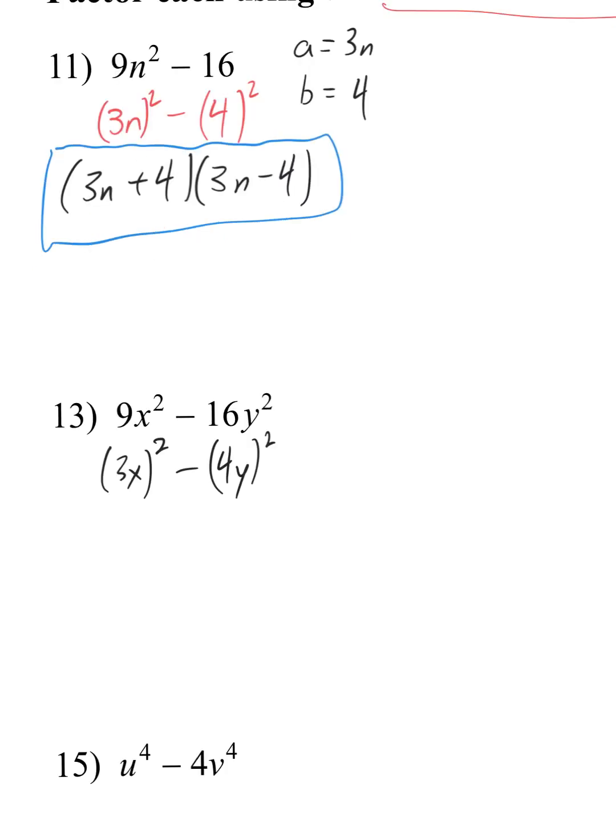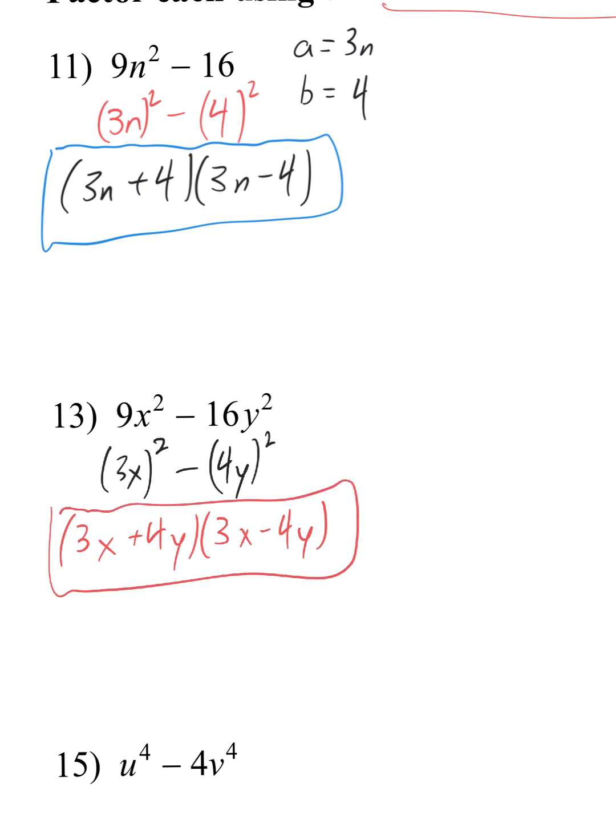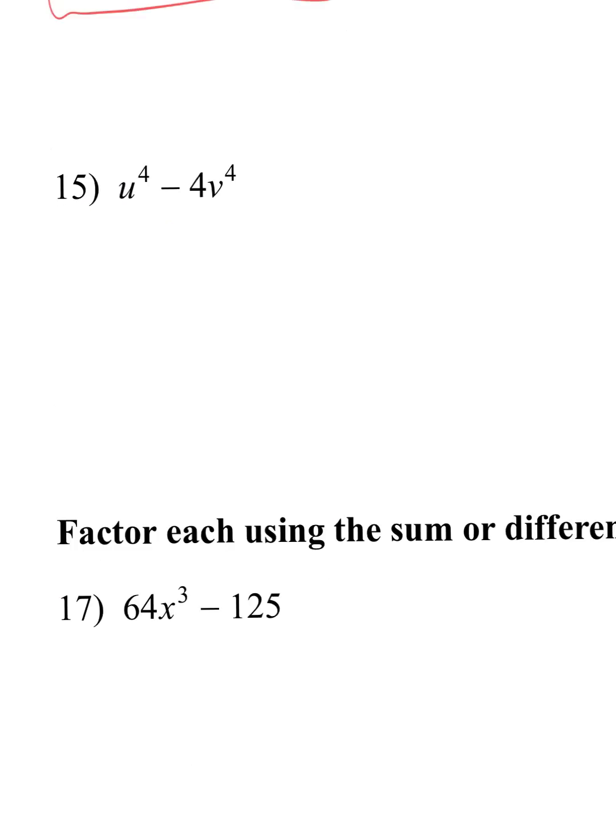In number 13, you'll notice they have 9x squared, which can be written as 3x to the second power, and 16y squared, which is 4y squared. This breaks down finally into 3x plus 4y and 3x minus 4y. So again, pretty straightforward. As long as you identify what numbers are being squared, you can very easily fill in this formula. How about number 15, though?